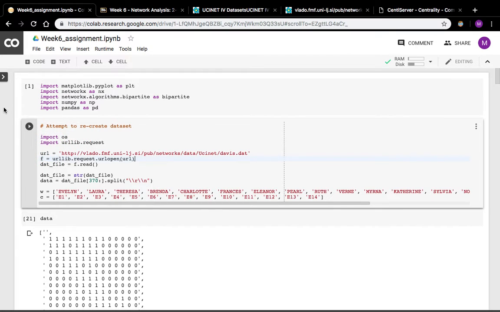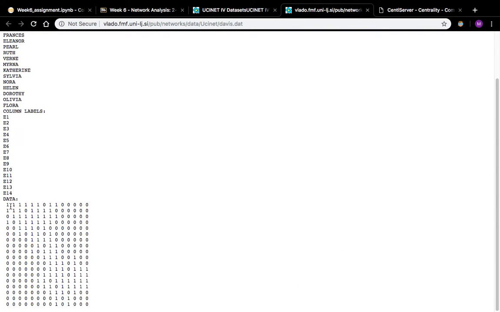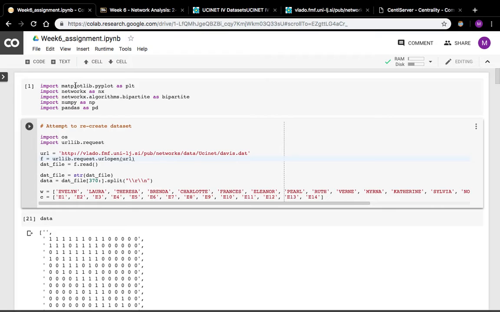We did this in a Jupyter Colab notebook so that we could write code together, which is actually really convenient. Today we are looking at the Davis Southern Club Women dataset, which is an 18 by 14 binary dataset that looks at attendance data from 18 women and 14 different social events, where the 1 will indicate that the woman attended the event. We used Matplotlib, NetworkX, NumPy, Pandas, and urllib to recreate the dataset and analyze this data.